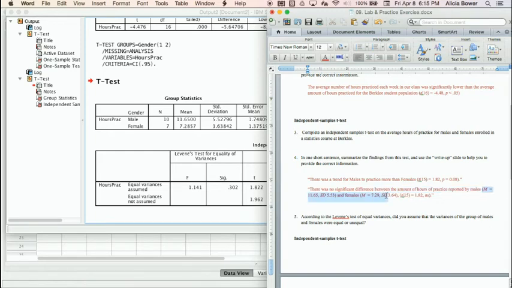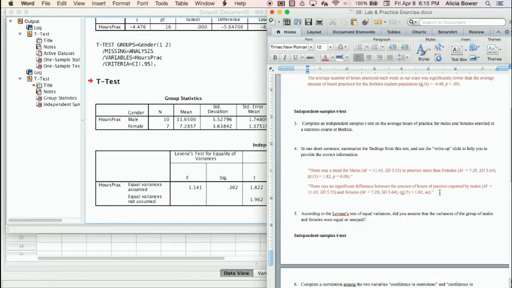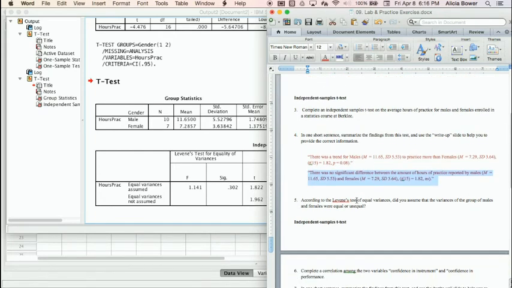And again, I would always put these means in when you're reporting it. So I know I didn't do that in the slide, but here it is. There's a trend for males to practice more than females. Here's the female mean and standard deviation, so we'll put that in here. So either one of these would be totally fine. If you want to say that there's a trend because the p-value is less than 0.10, it's not a significant difference. You can't reject your null hypothesis, but you could say there's a trend. But you can also say there's no difference.